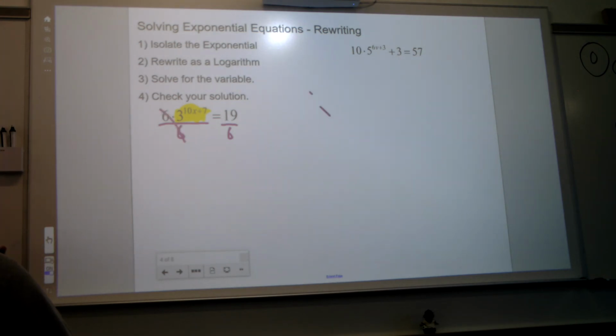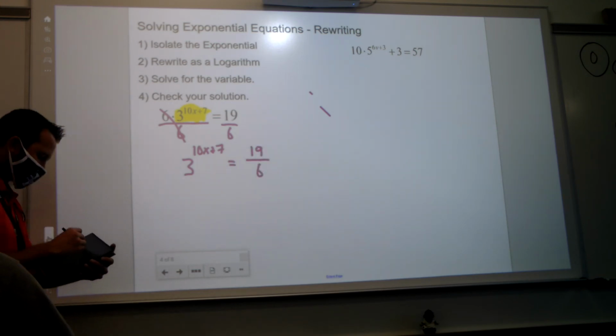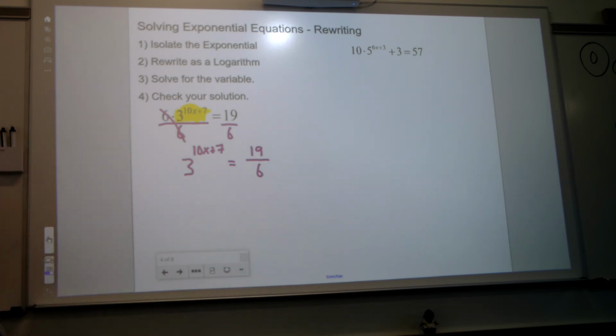So the 6's simplified. So now I've got 3 to the 10x plus 7. That's equal to 19 over 6. Alright, now, that was step 1. We have now isolated the exponential. What does step 2 say?